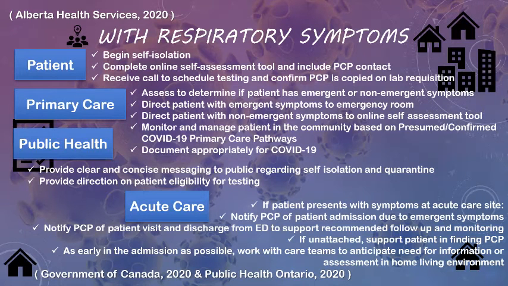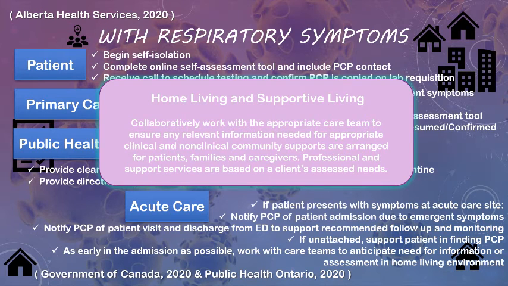As early in the admission as possible, work with care teams to anticipate the need for information or assessment in the home living environment. And lastly, home living and supportive living should work collaboratively with the appropriate care team to ensure any relevant information needed for appropriate clinical and non-clinical community supports, such as assistance with meal preparation, managing finances, etc., are arranged for patients, families, and caregivers. Professional and support services are based on a client's assessed needs.